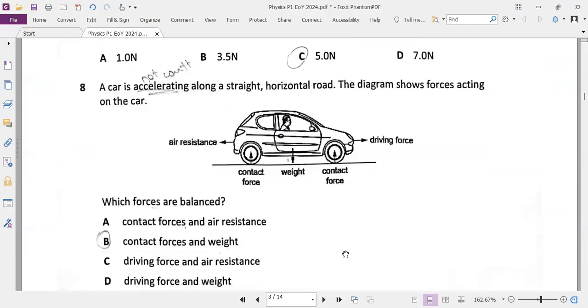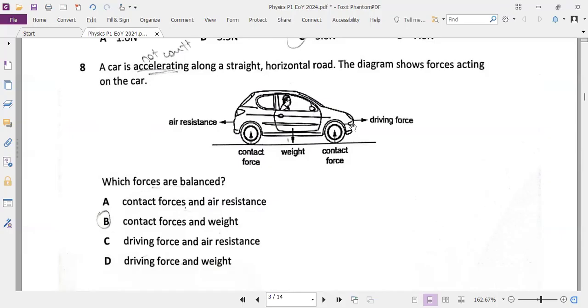What happens when the car is accelerating, which forces are balanced? As you can see, the car is accelerating, so the forward force has to be greater than the air resistance. That's the only way it will accelerate. The weight is always balanced by the normal contact force. So B is the choice, the force balance, that is contact force and weight.